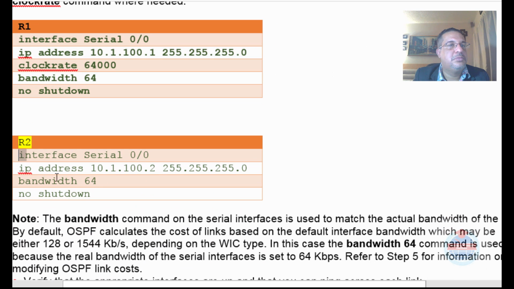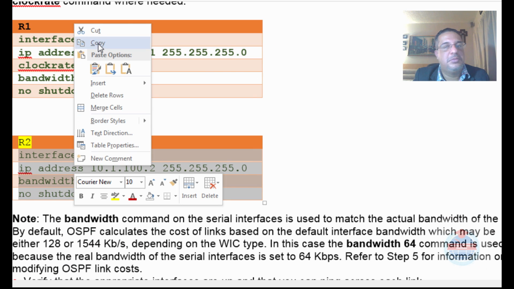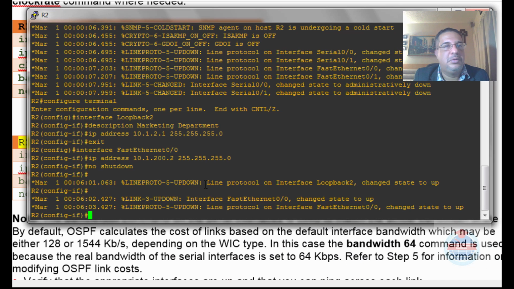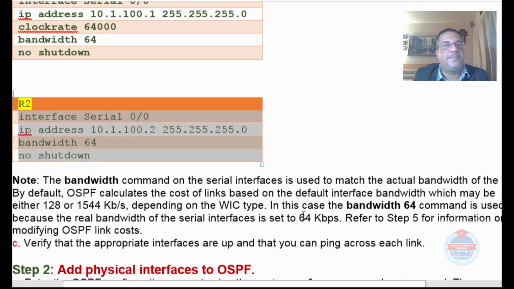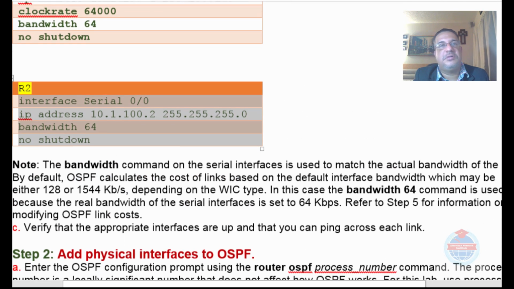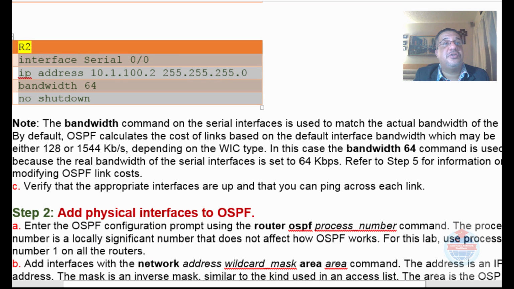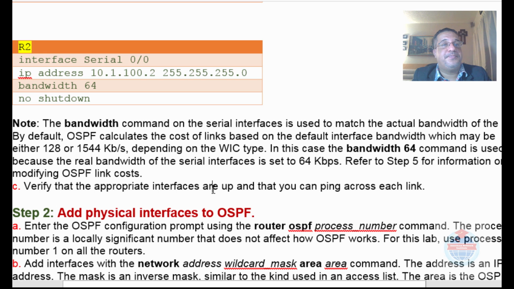On R2, it went very well. So everything is good, everything is successful. Over here, the bandwidth, we set the bandwidth on both sides, 64. Usually you use 128 or 1544 kilobytes per second. And the next command is verify that the appropriate interfaces are up and you can ping across each link.